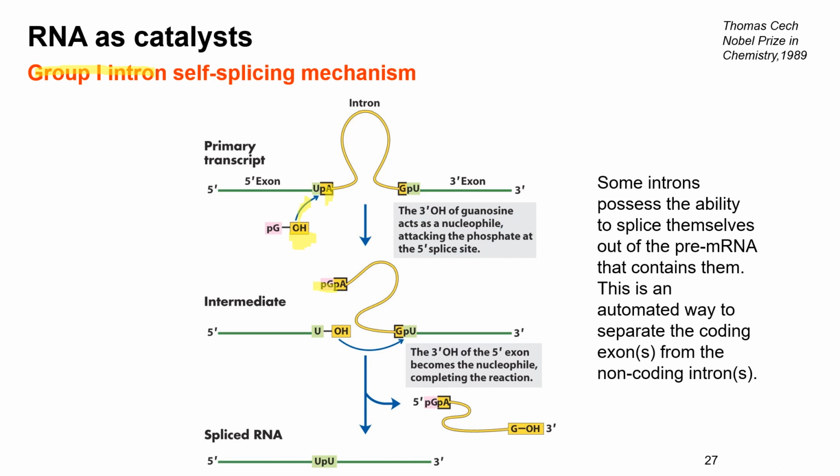In the next step, now you have a newly available 3' OH group on the last nucleotide of the 5' exon, and this then acts as a nucleophile for the second transesterification reaction. So now this nucleophile will attack the phosphodiester bond behind the 3' end of the intron to finally splice out the intron.